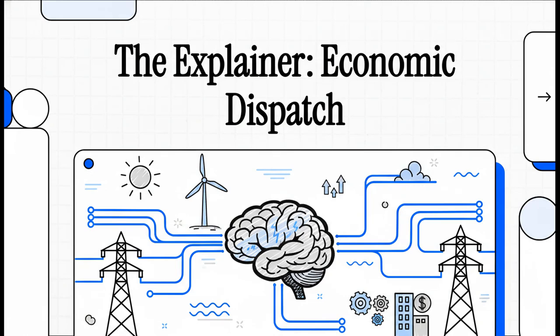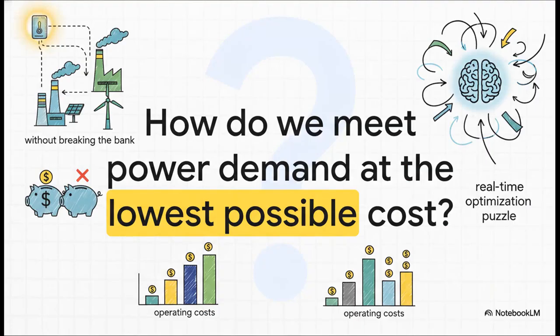Today, we're going to dive into the hidden brain of our power grid. Just think about that for a second. Every single time you flip a switch, somewhere out there, a power plant has to generate that exact amount of electricity, and it has to do it instantly. But you've got dozens of plants to choose from. Some are burning cheap natural gas, others might be older and less efficient, and they all have different costs. So how does the system decide which ones to ramp up or down to give us reliable power without breaking the bank? What you have is this massive real-time optimization puzzle happening constantly.